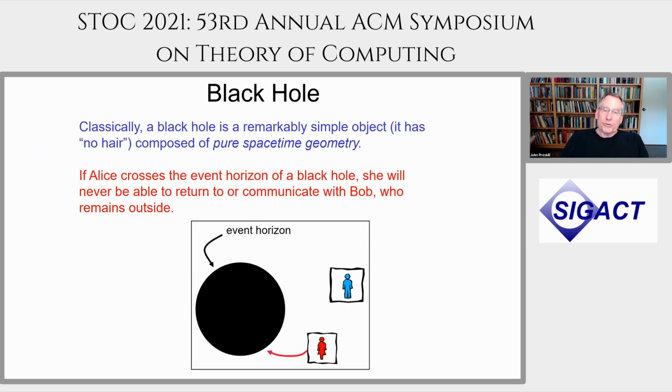Now, a black hole is a really marvelous object. From the perspective of classical general relativity, it's remarkably simple. It's composed of nothing but pure warped space-time geometry. The defining property of a black hole is that if you foolishly cross the event horizon and enter a black hole, you'll never be able to return to the outside or to communicate with your friends who stay outside.